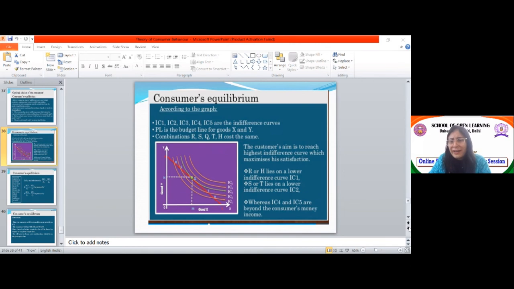IC cannot be 0. Yeah, IC cannot be 0. Why? Because we have some income and we are spending on 2 goods. Why would we make it 0?